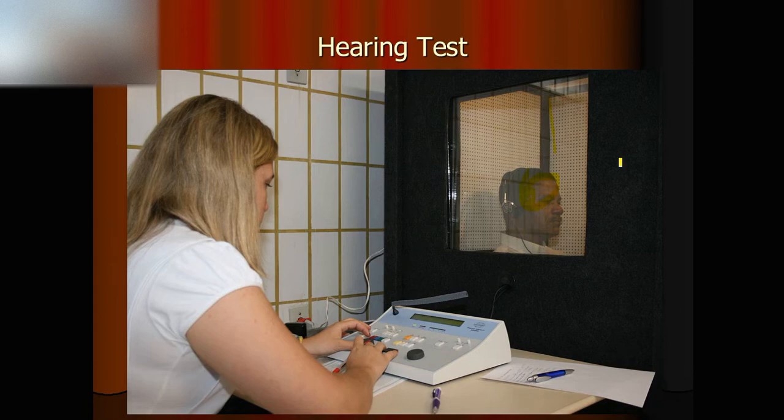An audiologist plays a sound, a beep, to us. It's like a beep. He or she plays the beep at different volumes. We will try to hear as low as possible. Whenever we hear a sound, we press a button.